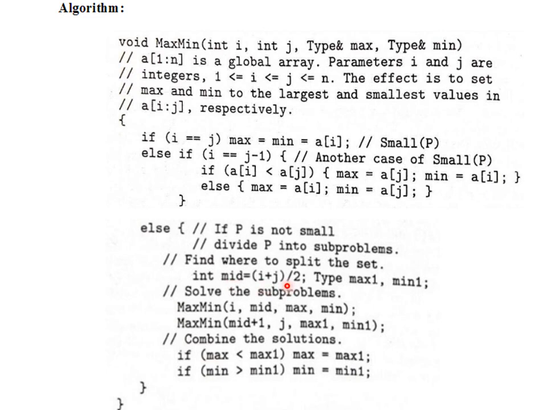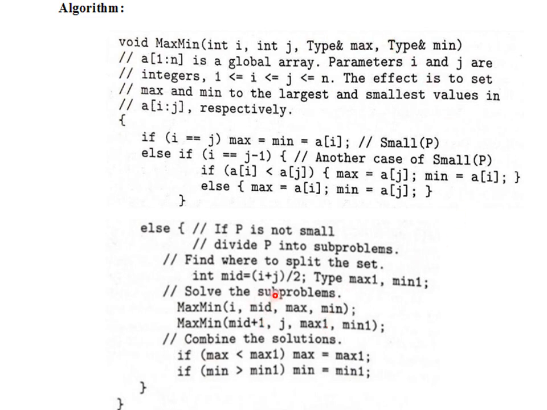So i and j are the lower and upper index values. In our case, if 8 is the number of items, so 1 to 8, then 1 plus 8 is 9, and 9 divided by 2 is equal to 4. Then again, type is for maximum and minimum, and type may be any data type: integer, float, double, long, short, any data type.